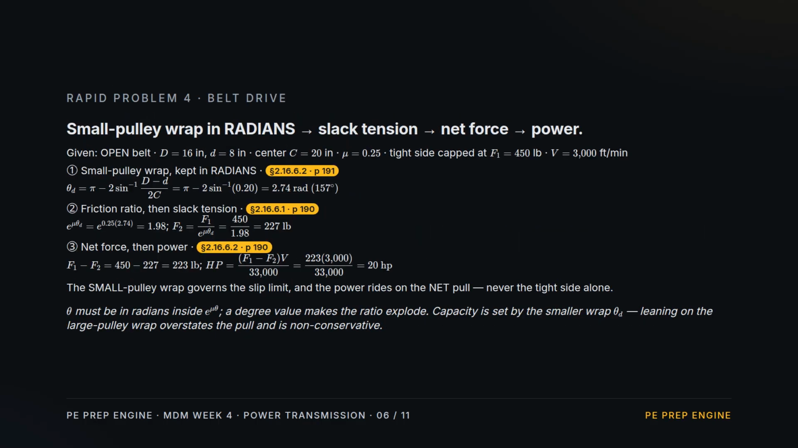Problem 4. A belt drive. Friction sets the ratio of the 2 strand tensions, and only their difference does work. Start with the small pulley wrap, the smaller of the 2, kept in radians. The friction ratio is E to the mu theta, so the slack tension is the tight tension divided by it. The net pull is tight minus slack, and the power comes from that net force at the belt speed, about 20. Radians, the small pulley wrap, and the net force. Get those 3 right, and the belt is done.